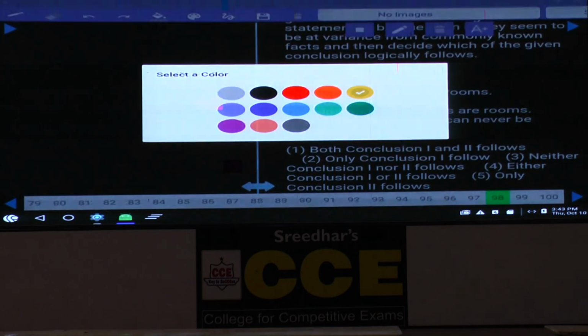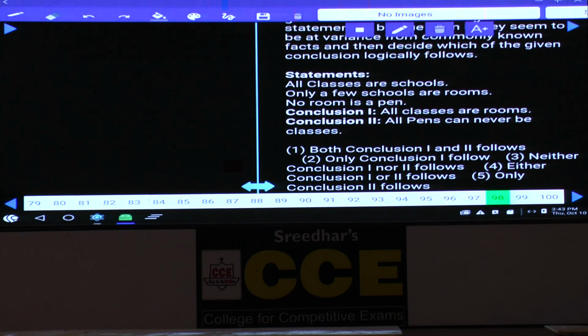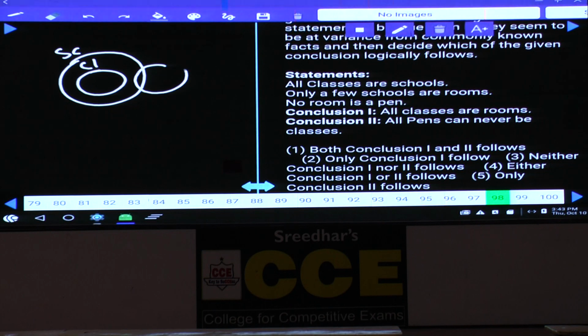Then question number 98. Now in this 98, all classes are schools. All classes are schools. Only few schools are rooms. That means only some of the schools are rooms. That means all schools cannot be rooms. And no room is a pen. No room is a pen means no intersection between room and a pen. Then first one, all classes are rooms.